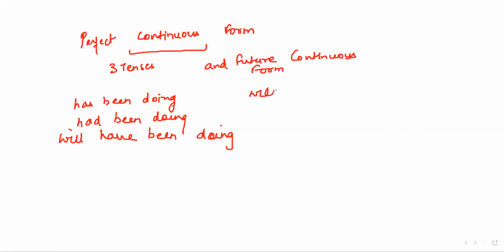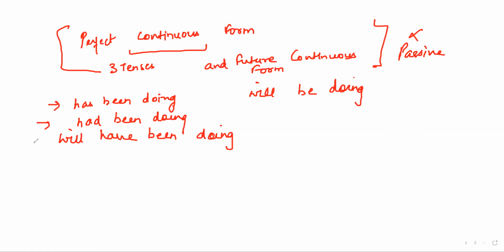And future continuous, like will be doing. I will be doing this next week. So for these types of tenses, we cannot change them into passive voice. Perfect continuous form of all the three tenses, we have seen has been doing, had been doing, will have been doing, and future continuous form, that is will be doing. You cannot change them into passive voice. I hope this much is clear. Correct? Okay, so let's go further.